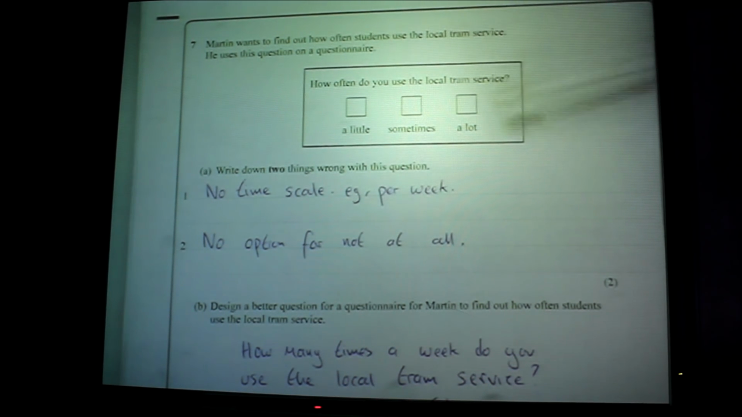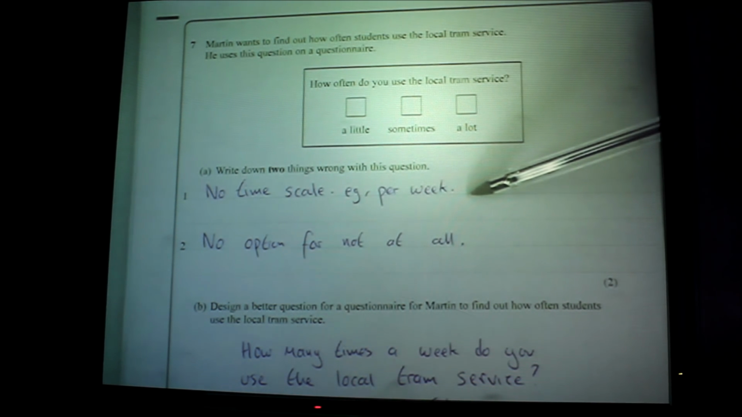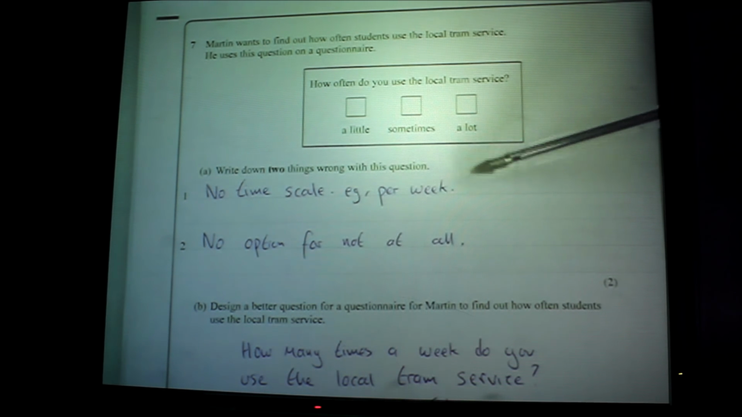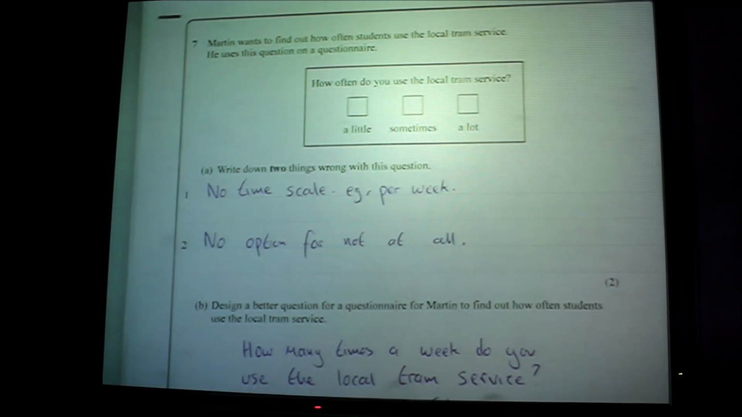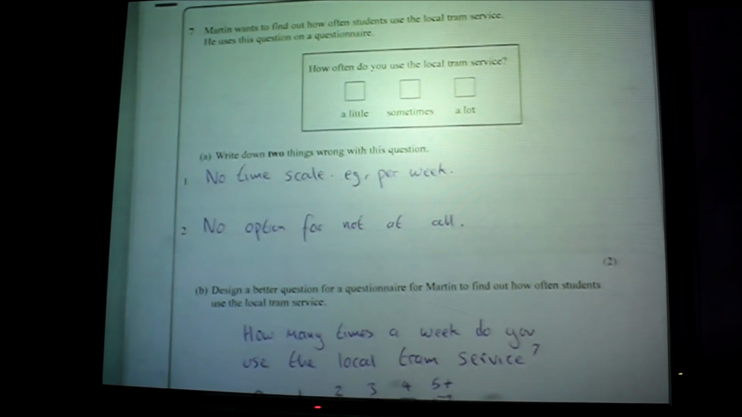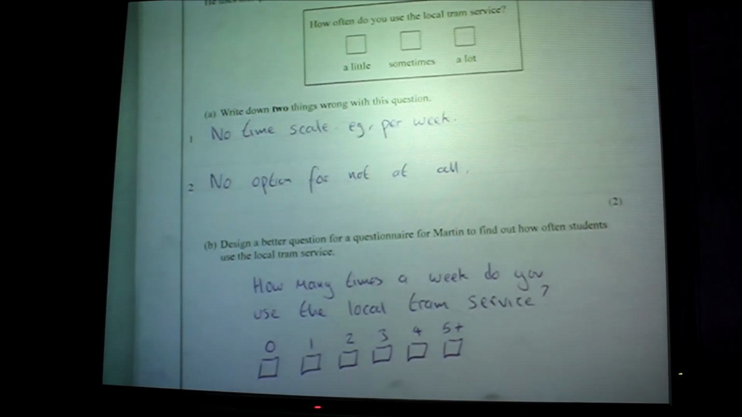There's loads of things wrong with it, but the most obvious things are there's no time scale, so how often do you use it per week, per month, per day even. There's no option here for I don't use it at all. So if you don't use it at all, you can't tick anything. So we're asked to design a better questionnaire for Martin to use, so this is why it's better.